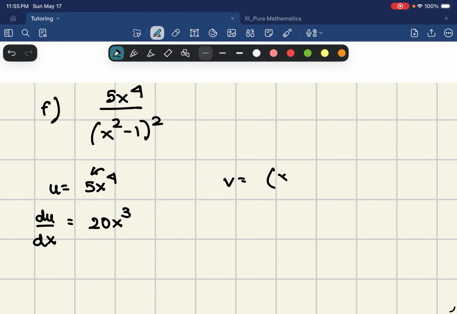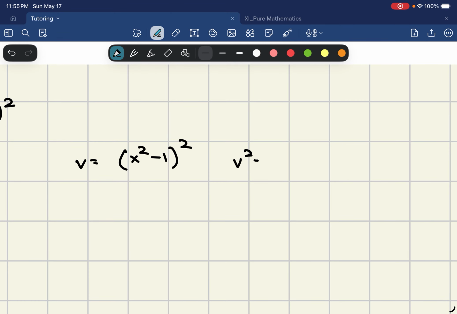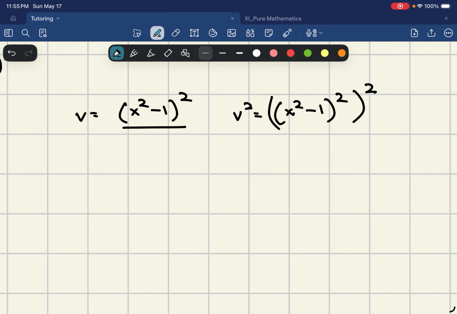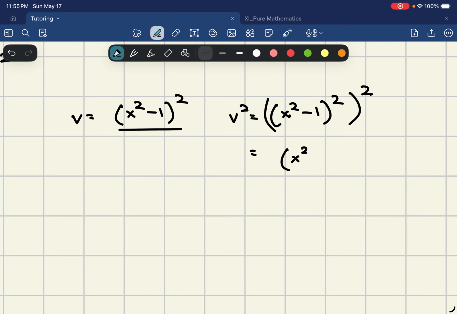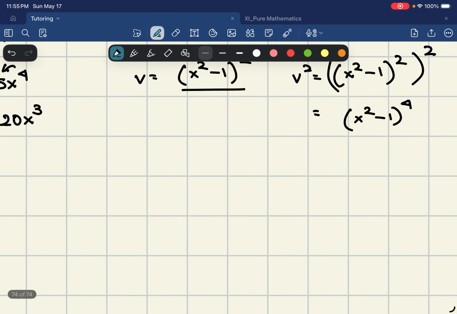V is (x squared minus 1) squared. Do not forget the squared. So if I square v, v squared is (x squared minus 1) squared, and I squared this again, right? The whole thing squared. So that is going to give me (x squared minus 1) to the power 4.